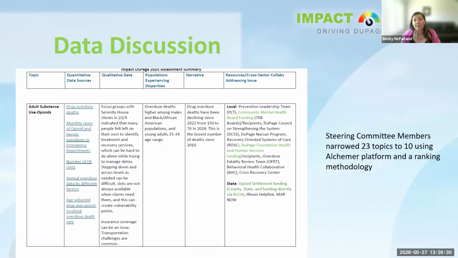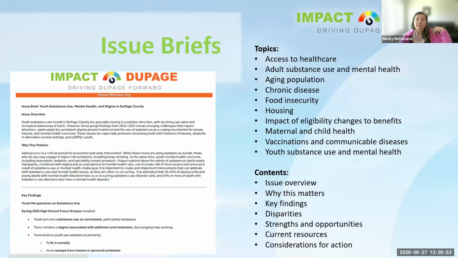But then having them use that information and eventually what our Hanlon criteria method would be to rank the topics, rank their top 10. So we used a platform called Alchemer to have them pick their top 10. And then once we had the top 10, which they're listed on the right, we made issue briefs.